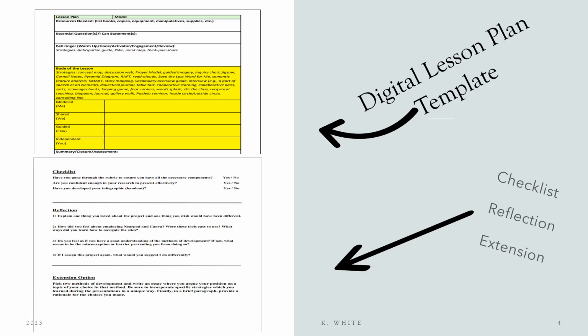Here is a digital lesson plan template that I encourage students to utilize. And at the bottom, you will see that I encourage students to use a checklist as a method of scaffolding. They completed a reflection over the process where they would give me feedback as to necessary changes for next time, and an extension opportunity for those students ready for acceleration.